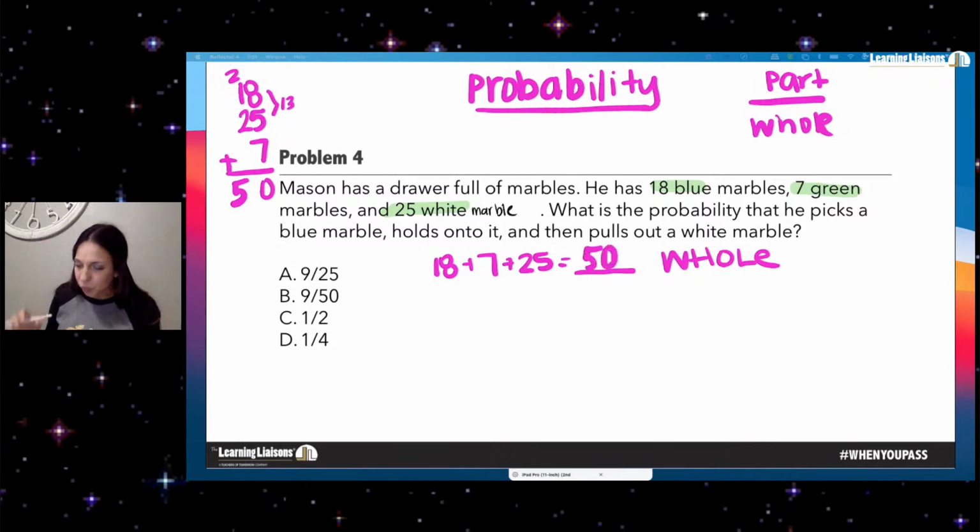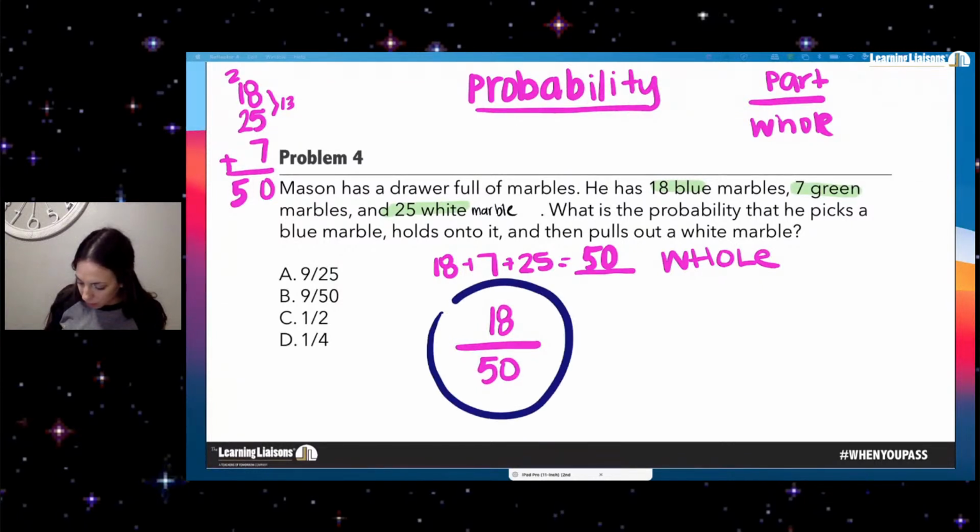Now, what's the probability that he picks a blue marble? We're going to stop there. What's the probability he sticks his hand in the bag and pulls out a blue marble? Well, how many chances do I have to pull out a blue marble? 18. I have 18 chances out of 50. So that right there is the probability that I'm going to pull out a blue marble.